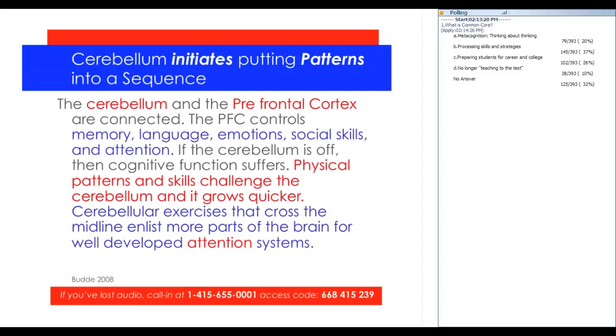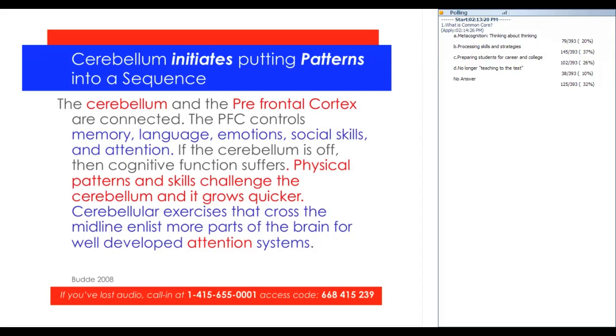Now, the cerebellum is our motor skills, agility, coordination. It's the little brain that hangs below the big brain. So they were looking at that and going, wait, what is it? Well, now they know that the cerebellum is what initiates putting patterns into a sequence, like letters into words, words into sentences, sentences into stories.